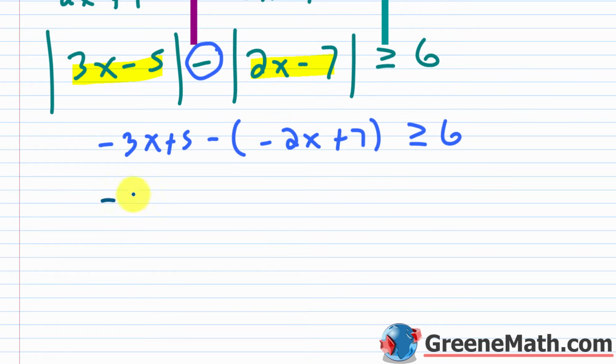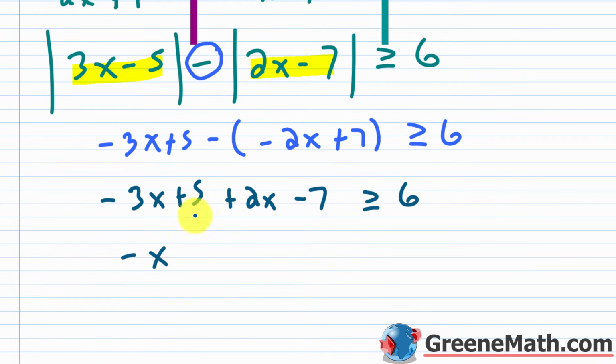At this point, I'm just going to say this is negative 3x plus 5. The negative gets distributed to each. So this is plus 2x and then minus 7. This is greater than or equal to 6. So if you have negative 3x plus 2x, that's going to be negative x. And then 5 minus 7 is going to be negative 2. And again, this is greater than or equal to 6. Let's add 2 to both sides of the inequality.